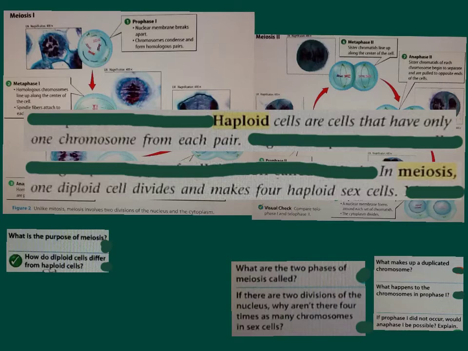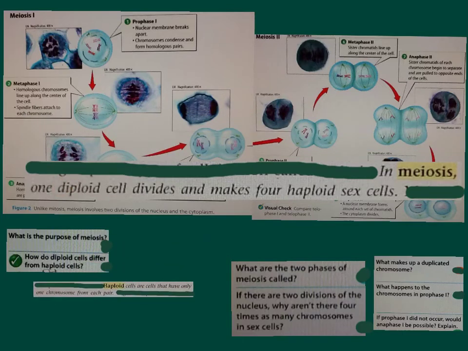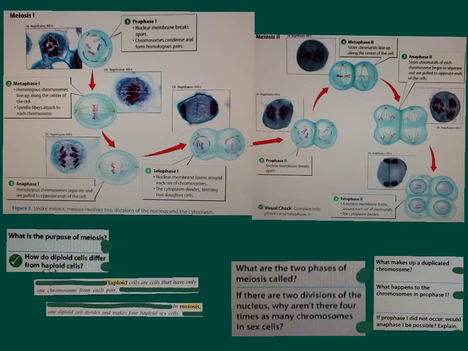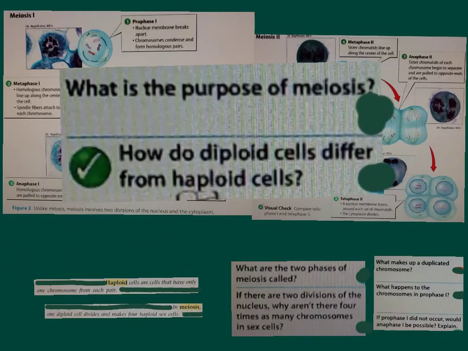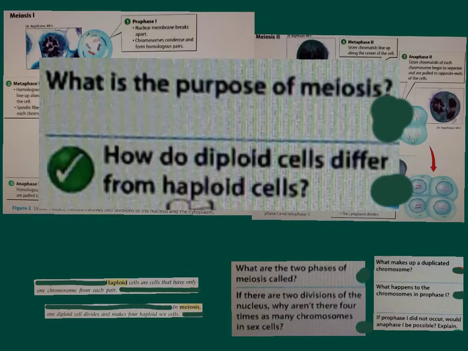Meiosis is another one. Meiosis is one diploid cell dividing and making 4 haploid cells. Make sure you have those 2 in your science journal, please. Next, I'm going to make this smaller, and I'm going to ask an all-important question. As you know, that's kind of my favorite thing to do. What is the purpose of meiosis?